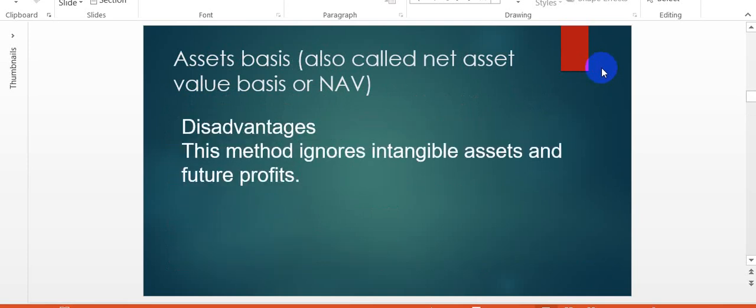In using this method, please take note of the following formula. The value of the company will be calculated as total non-current assets, the total tangible assets, plus current assets, minus all liabilities. This is an important formula for you to remember under the asset basis method of valuation.